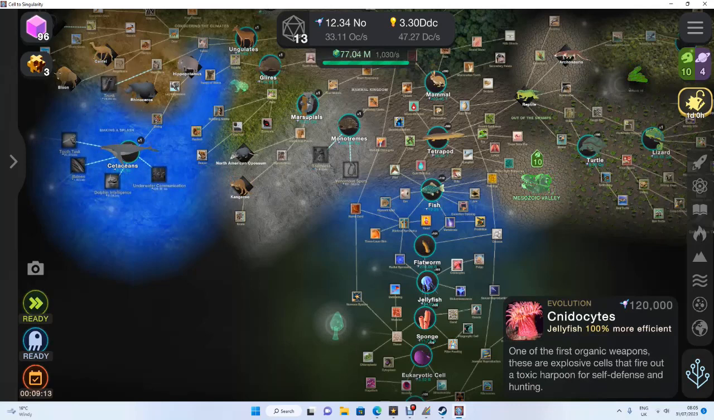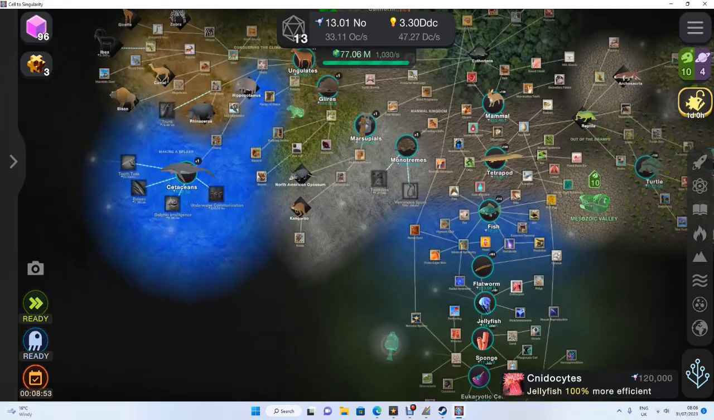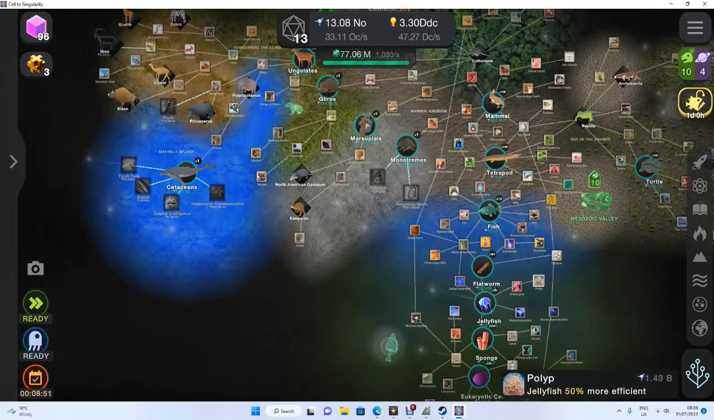Kinetocytes, one of the first organic weapons. These are explosive cells that fire a toxic harpoon for self-defense and hunting. I'm sorry, what? They just have a harpoon attached to them?